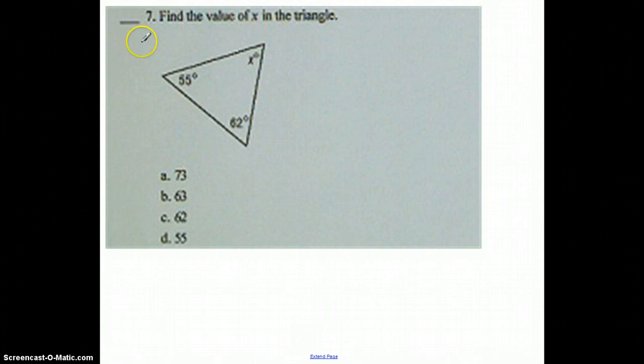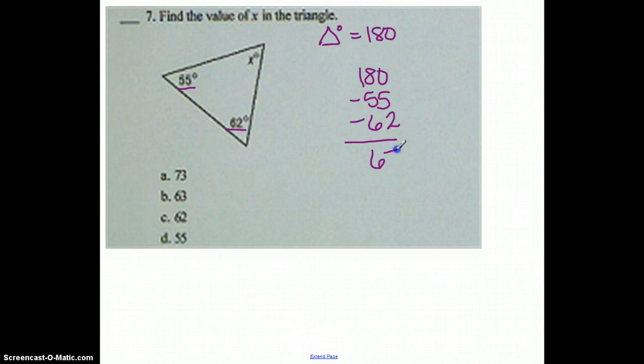Okay, so to find angle X, again, our triangles' degrees have to total 180. And I know that I have 55 and 62 here. So if I take 180 and I subtract 55 and I subtract 62 from that, I'll be left with 63. So my missing angle would have to be 63. Now if you get that and you're not really sure if it's right, remember these three should total 180 together. So take 55 and 62 and 63 and add them together and make sure you get 180.